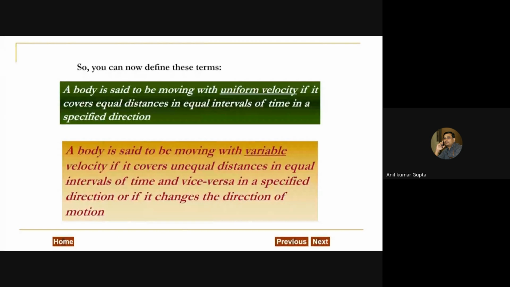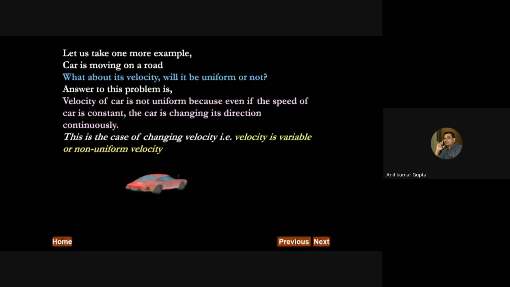Okay, now let us move to next. So you can now define these terms. A body is said to be moving with uniform velocity if it covers equal distances in equal intervals of time in a specified direction. A body is said to be moving with variable velocity if it covers unequal distances in equal intervals of time and vice versa in a specified direction, or if it changes the direction of the motion.